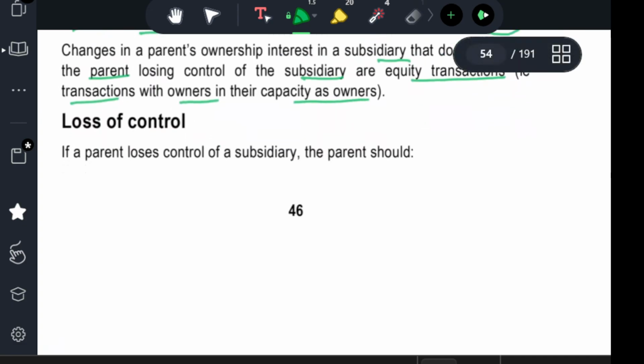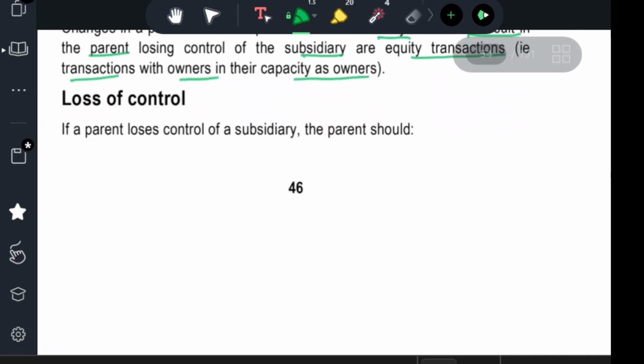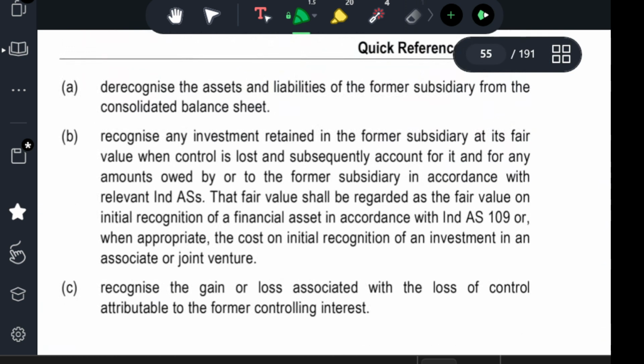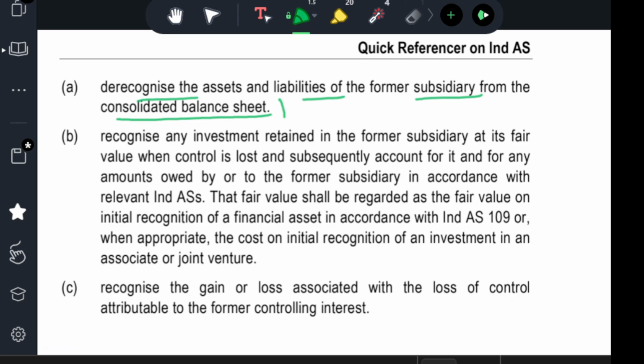Loss of control: if the parent loses control of a subsidiary, the parent should derecognize the assets and liabilities of the former subsidiary from the consolidated financial statements. When they sell their investment, they should not recognize them in the consolidated financial statements. Recognize any investment retained in the former subsidiary at fair value, and when control is lost, subsequently account for it and for any amounts owed by or to the former subsidiary in accordance with the relevant Ind ASs. So we keep fair value, but when control is lost we need to go through the Ind ASs for valuation, because sometimes there will be no valuation.